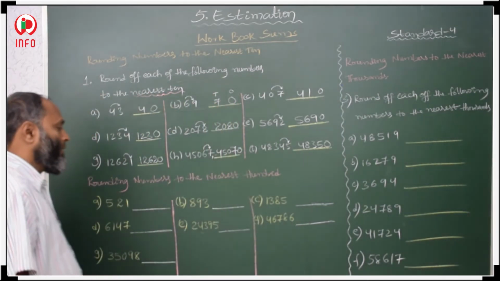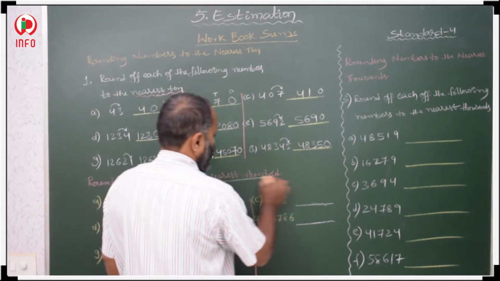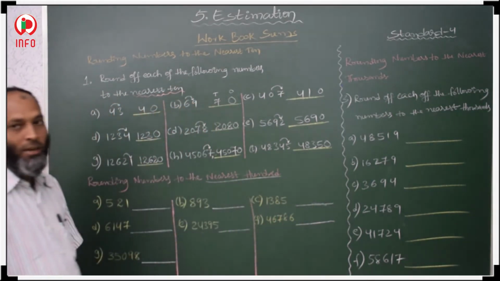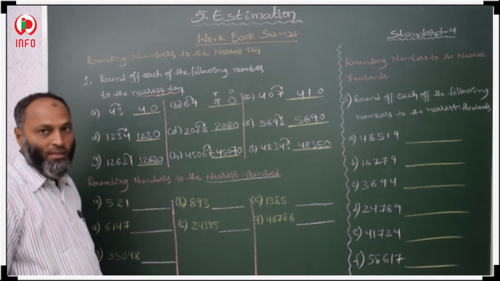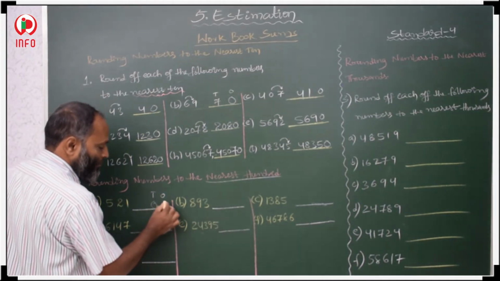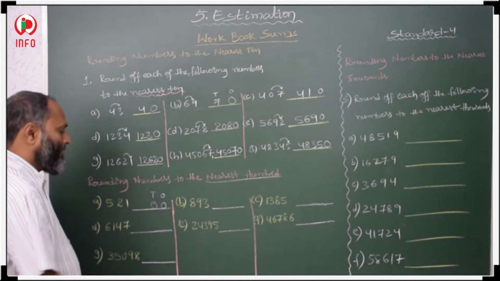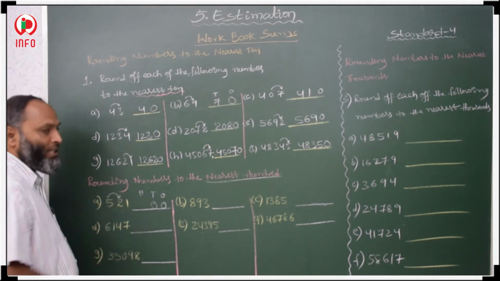Then how to make nearest hundreds? Now we are going to do nearest hundreds. When you ask tens, in the ones place we keep 0. If you ask hundreds, in the ones and tens places, both digits we keep zeros. Then for the hundreds place, you have to check the tens digit.